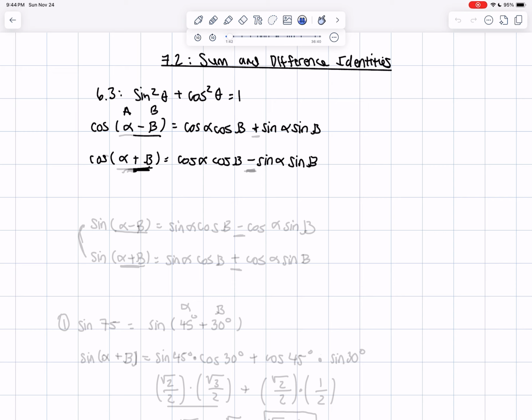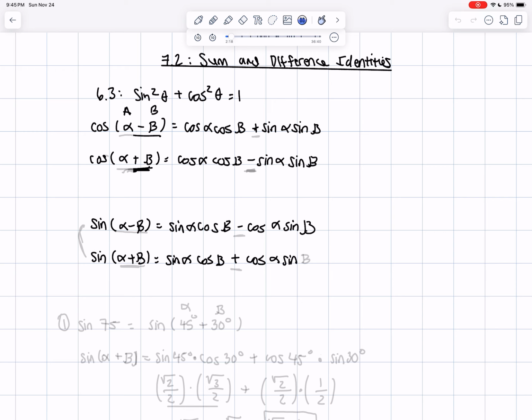But for sine, we have the opposite of that, so let's draw that out. Sine is a little bit different. Sine of alpha minus beta is sine alpha times cosine beta, subtracted by cosine alpha times sine beta. And the other one is sine of alpha plus beta: sine alpha times cosine beta plus cosine alpha times sine beta.